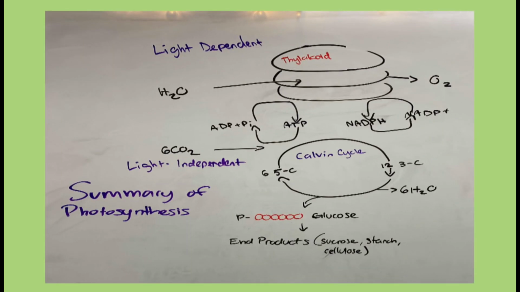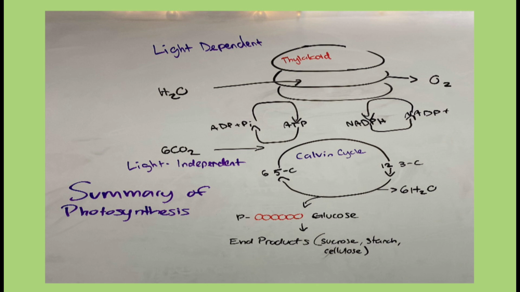So just to summarize, the light-dependent reactions and the Calvin cycle are 2 key stages of photosynthesis in plants. The light-dependent reactions occur in the thylakoid membranes of the chloroplast, and light energy is absorbed by chlorophyll and other pigments, which excites electrons. These high-energy electrons are transferred through the electron transport chain, producing ATP and NADPH. Water molecules are split to release oxygen as a byproduct.